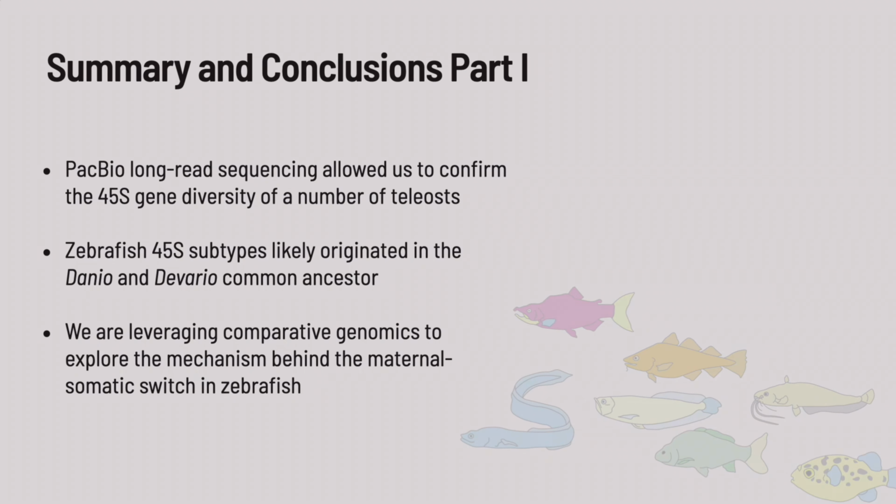So as I was saying, this part was a little short, and what I talked about today is that PacBio allowed us to confirm the sequence identity of 45S genes of a number of teleosts, and we're still sequencing more species. And our data seems to point that Zebrafish 45S subtypes likely originated in the Danio and the Devario common ancestor. And I wanted to start first with this evolution history to leverage comparative genomics to explore the mechanism behind the maternal and somatic switch in Zebrafish.